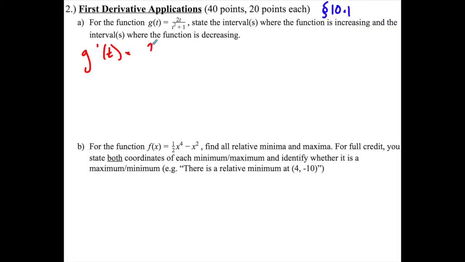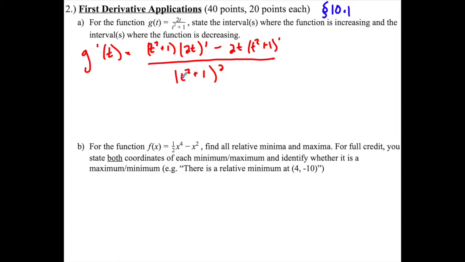So I've got, remember to use our quotient rule, low d high, minus high d low, over the bottom squared, and away we go. So that's why I really emphasize the fact that we need to understand these derivative rules because they continue to come back throughout the semester. So the derivative of 2t is 2. The derivative of t squared plus 1 is 2t.